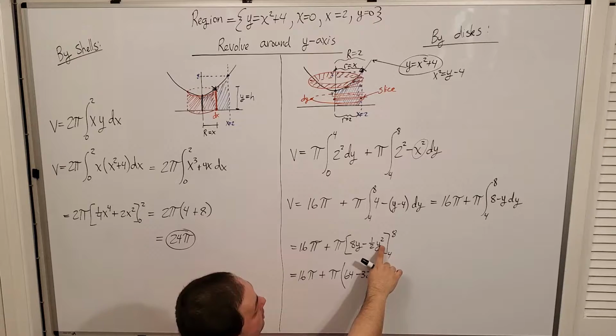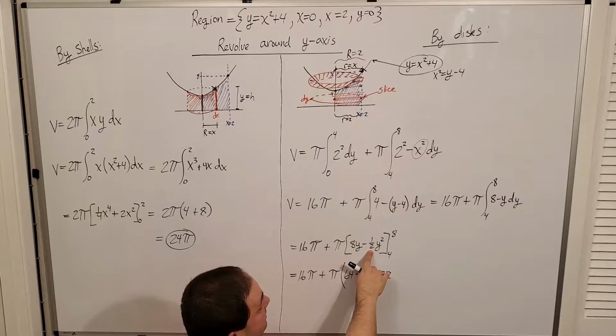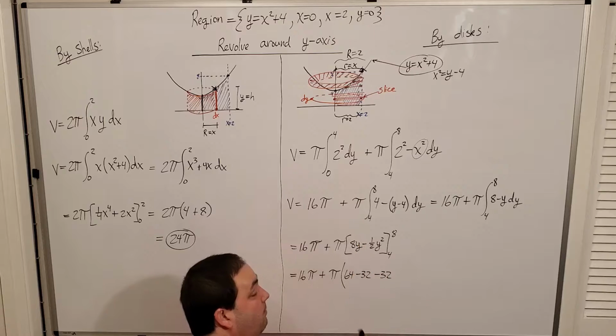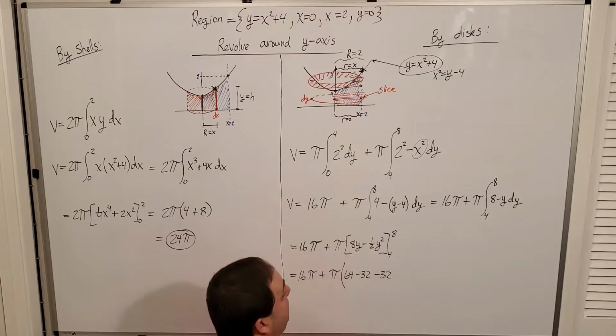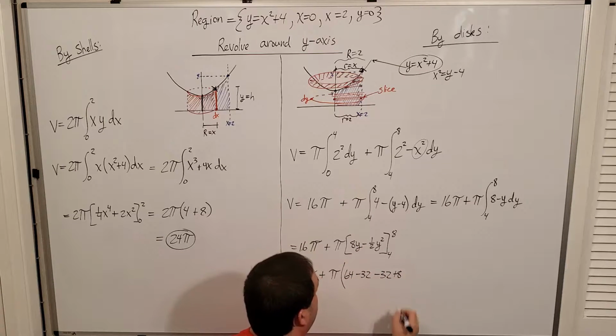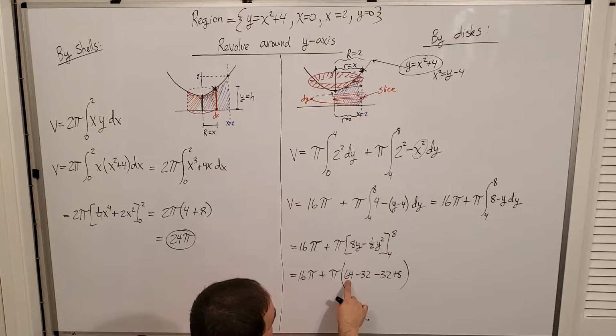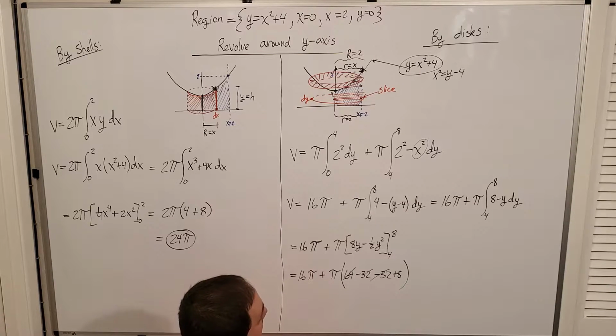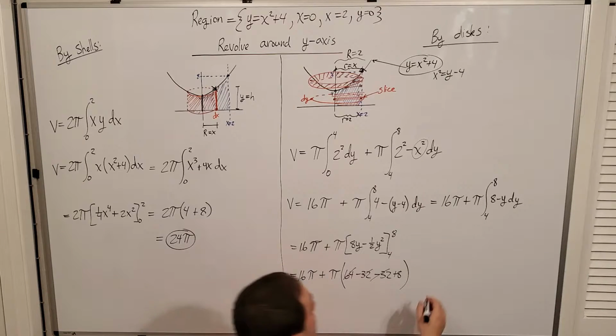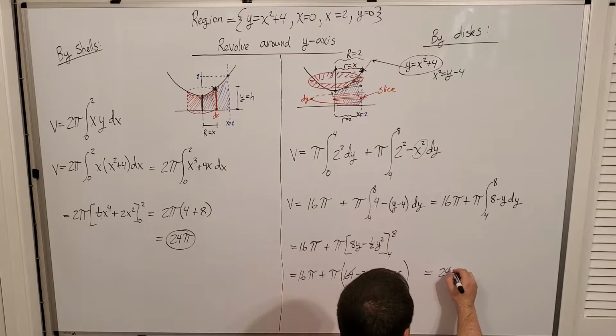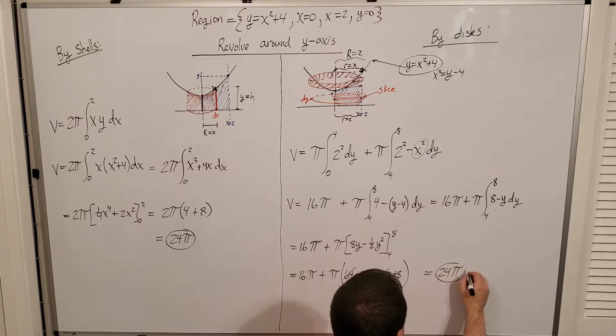And then 4 squared is 16 times 1/2 is 8, but it's minus. It's on the bottom half. So double negative will give me a plus 8 on that one. Notice 64 minus 64, right? These are going to zero out. And I'm left with 8 pi plus 16 pi for a total of 24 pi, just like before.